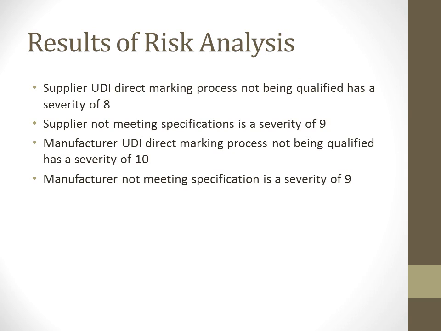And another result, one of my final results, was manufacturer's UDI process was not qualified. It could be a severity of 10 because the manufacturer is ultimately responsible for the UDI direct marking process. So if they don't qualify their process, they could have audit findings and action letters, and they could be rejected from importing into the United States if they're an outside manufacturer, or even distributing completely from the United States for any devices. Your whole plant could be put on hold.